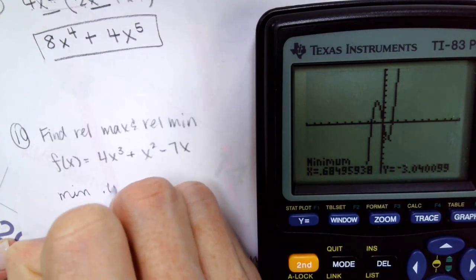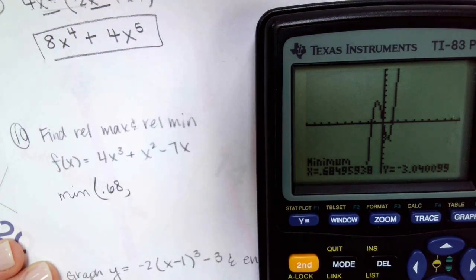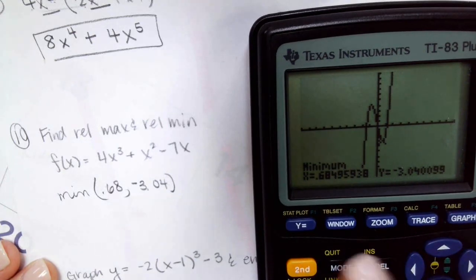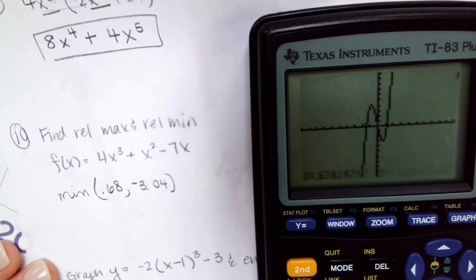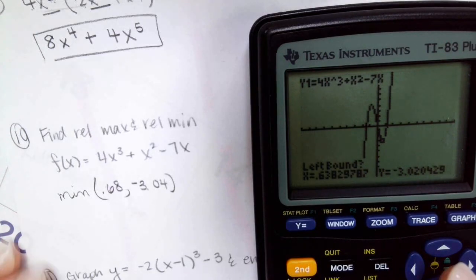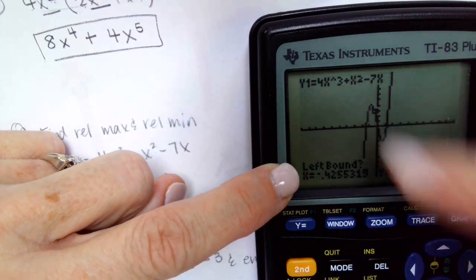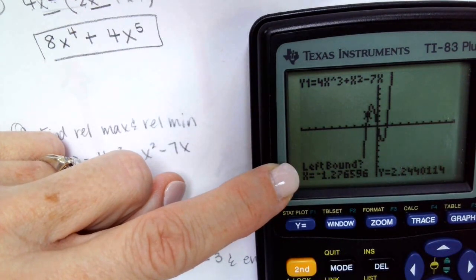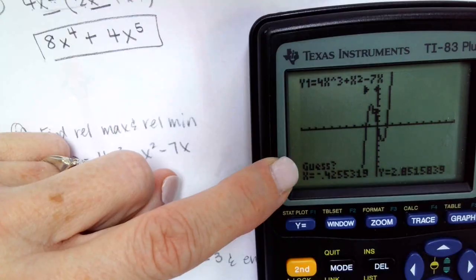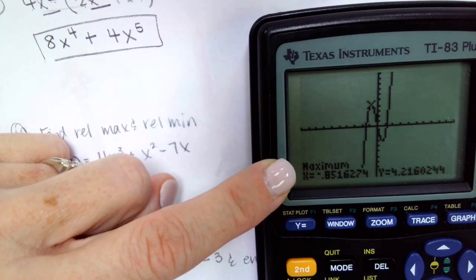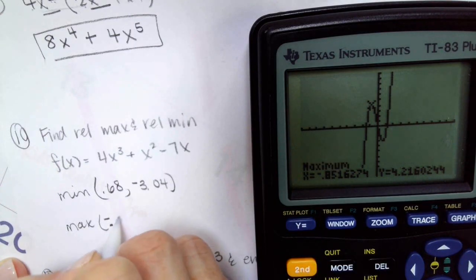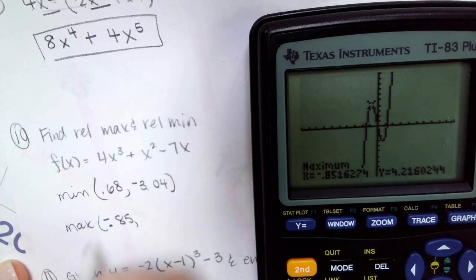So not negative 0.68, and then negative 3.04. All right, to find the maximum, we are going to go to second trace, select 4 for maximum, and then I need to go to the left of my maximum. The maximum is here, so we're going to go like right here. We need to find the right side of that, and then we're going to guess. And so the maximum is negative 0.85 and then 4.22.